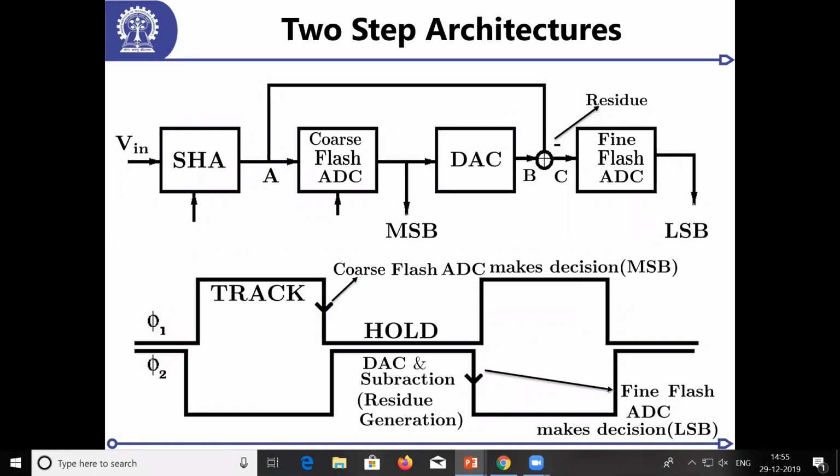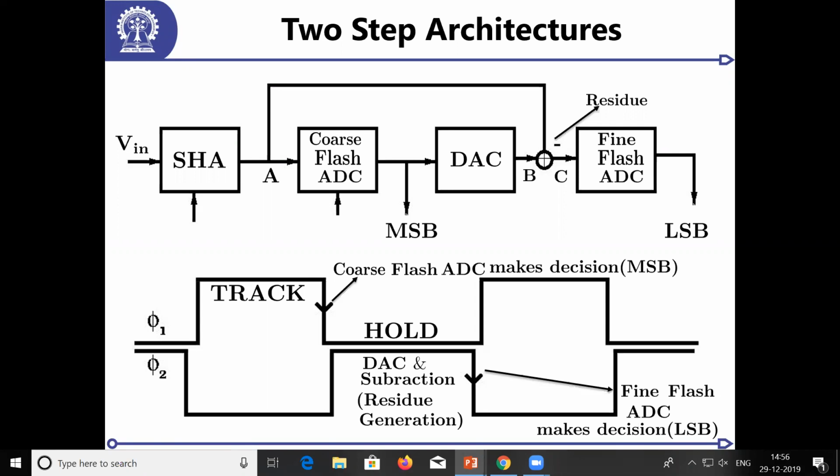So what happens is that you have a sample and hold. Okay. What you do is you digitize few bits here. Then you convert this digitized value into an analog value. You subtract from the input and you have a fine ADC. So you have a coarse flash ADC and a fine flash ADC. You get the MSBs from here, you get the LSBs from here, and you combine them in a manner to get the higher resolution. So now the number of comparators reduce significantly.